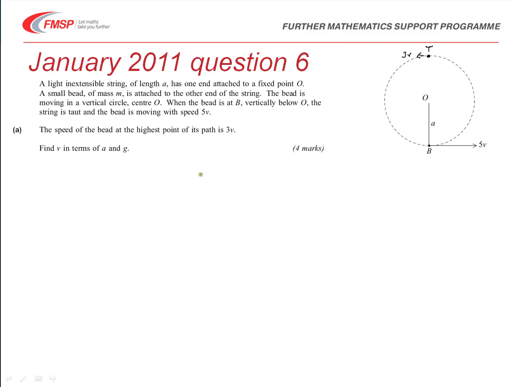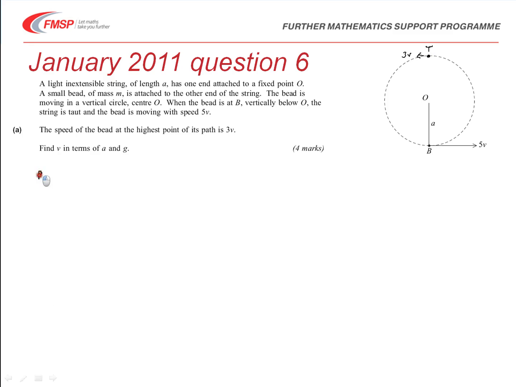So the method that we use for this is to analyse energies, since we have gravitational potential energy changing as we move from B to T, and the kinetic energy changing as we move from B to T. And since the only external force is the tension in the string, but that is perpendicular to the motion at all times as it moves around the circle, then it does no work, we know that the energies are conserved. So let's look at an analysis of those energies.